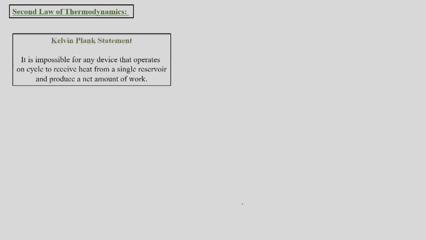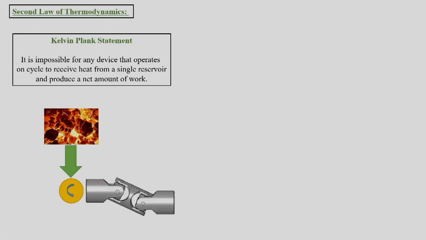Then we have the second law of thermodynamics. As per the second law of thermodynamics, we have two statements. The very first statement is the Kelvin-Planck statement. It says that it is impossible for any device that operates on a cycle to receive heat from a single reservoir and produce a net amount of work.